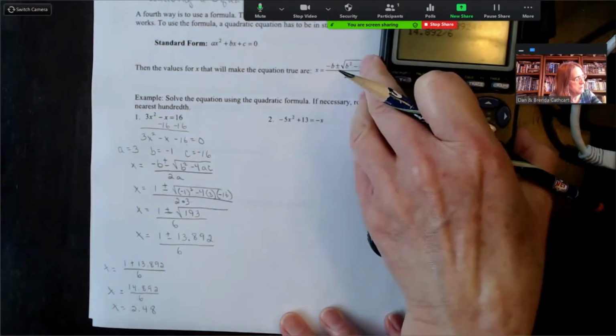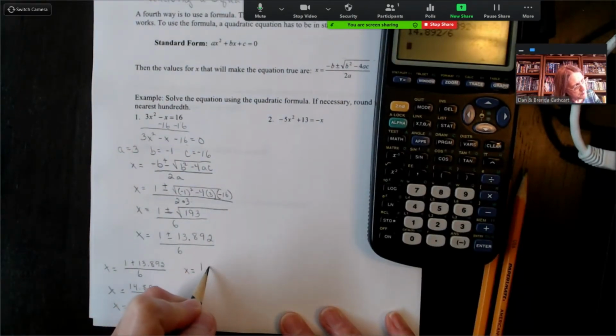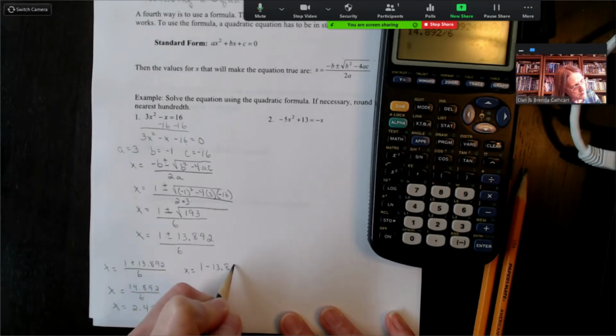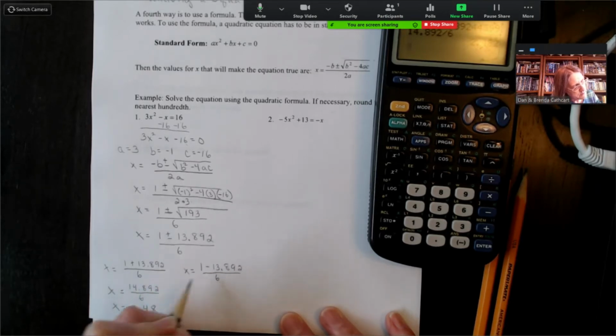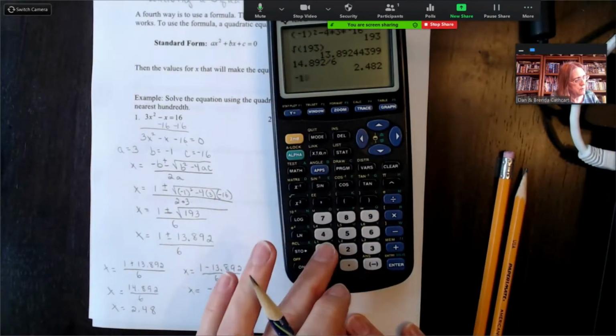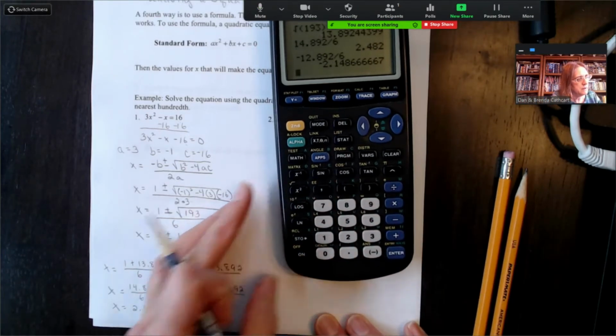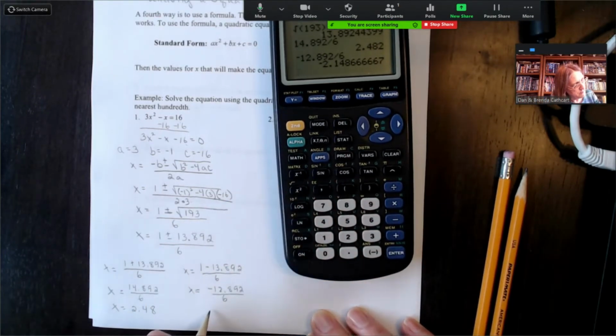My other solution, using the subtraction, is x equals 1 minus 13.892 divided by 6. That's going to be negative 12.892 over 6. And again, using our calculator, negative 12.892 divided by 6 to the nearest hundredth gives us negative 2.15. And those are our two solutions for this quadratic equation.